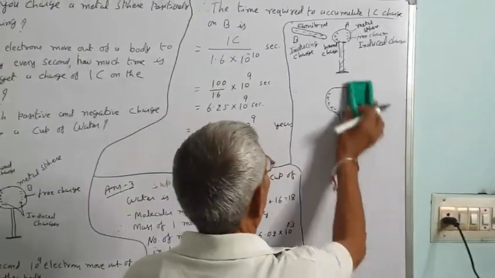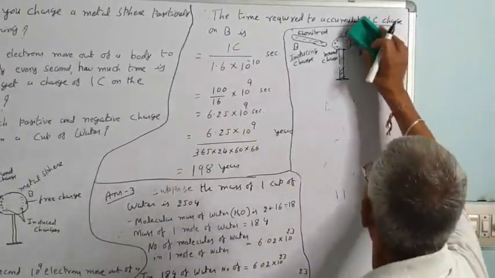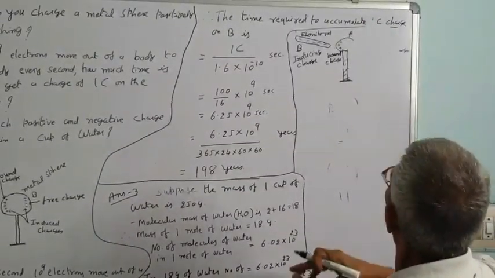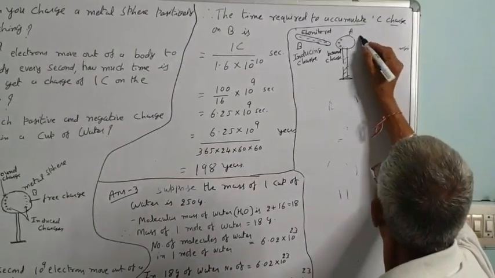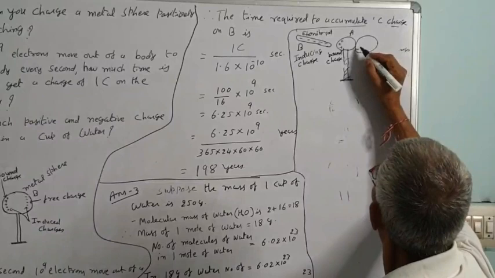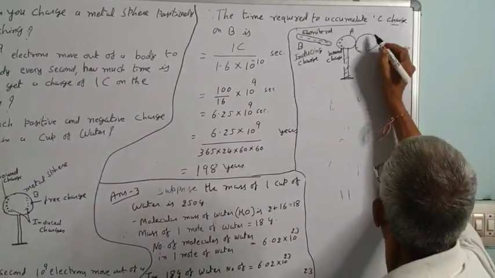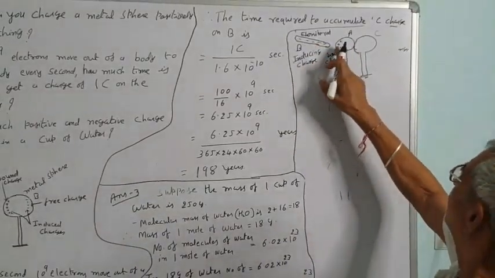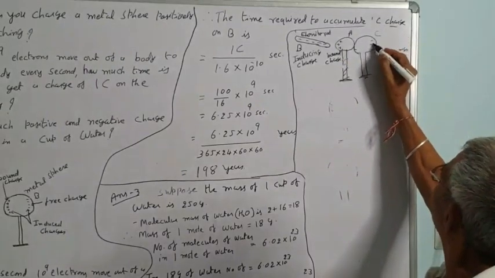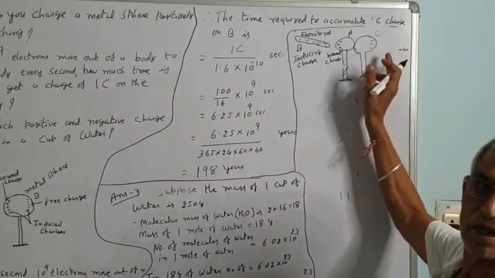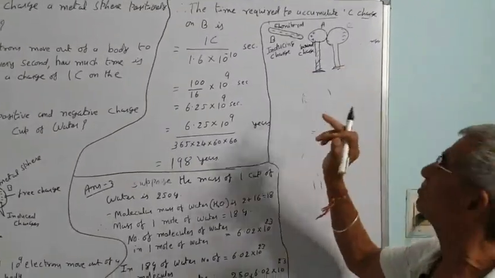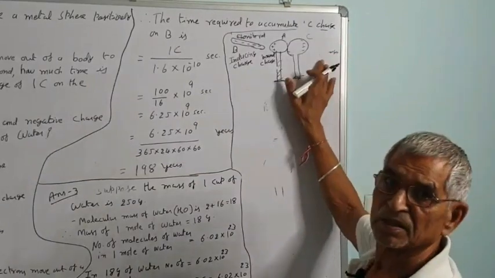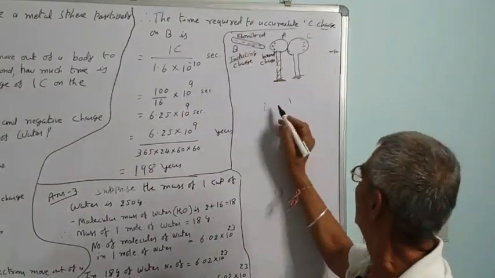You can do this by using two spheres also. Instead of one sphere, you can use two spheres, as it is given in your book. Another sphere, you keep it touching. Third sphere, say C. This ebonite rod will induce positive charge on the left side of A and negative charge on the right side of the conductor C. Now, separate the spheres slightly without removing the ebonite rod.